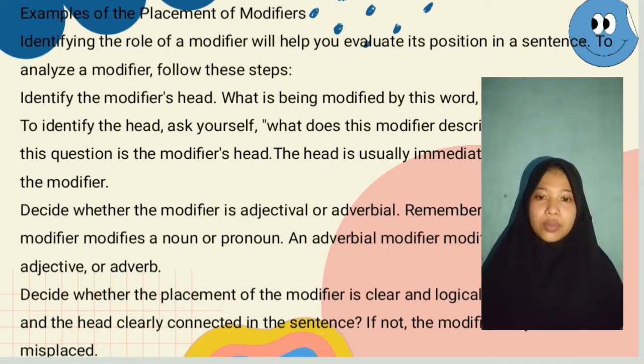Decide whether the modifier is adjectival or adverbial. Remember, an adjectival modifier modifies a noun or pronoun. An adverbial modifier modifies a verb, adjective, or adverb. Decide whether the placement of the modifier is clear and logical. Are the modifier and the head clearly connected in the sentence? If not, the modifier might be misplaced. Okay, thank you. Back to moderator.